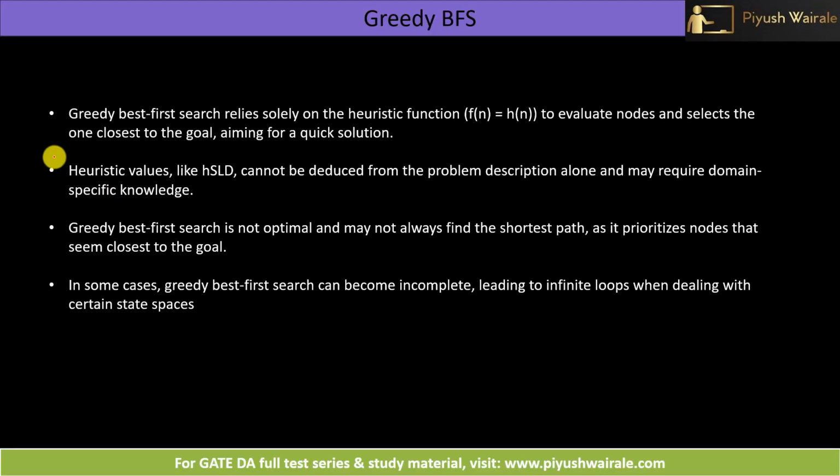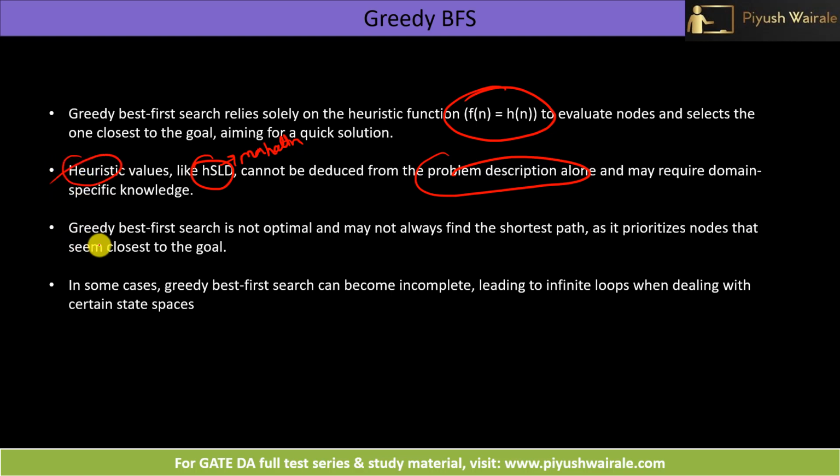Now let's discuss some important points. Greedy best first search relies solely on the heuristic value, that is h of n, to evaluate the nodes and select the one closest to the goal, aiming for a quick solution. A heuristic value like straight line distance or Manhattan distance depends on the problem, cannot be deduced from the problem description alone, and may require domain specific knowledge. So based on domain specific knowledge only, we find the heuristic value. Greedy best first search is not optimal and may not always find the shortest path.